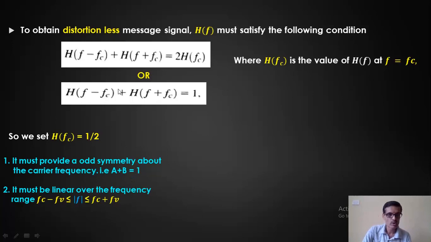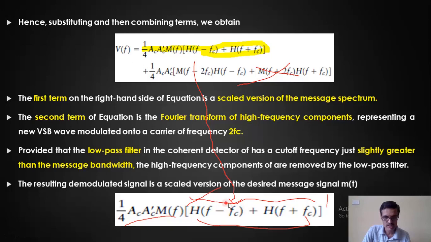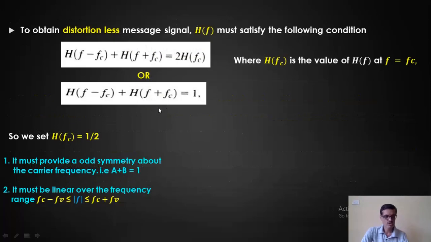So this is what I said earlier, H of f minus fc plus H of f plus fc, that is this particular portion. This particular portion should be either equal to 2 times H of fc, or that term should be equal to 1. So we have to satisfy this condition. What is H of fc? It is nothing but the value of H of f at f equal to fc. And if I set this value as half, 2 into half is equal to 1, right? So we have to set H of fc equal to half to get that entire term equal to 1. In that case, the distortion is less.